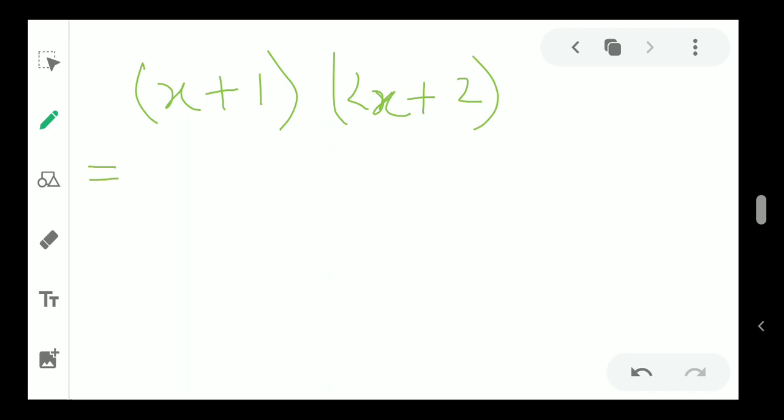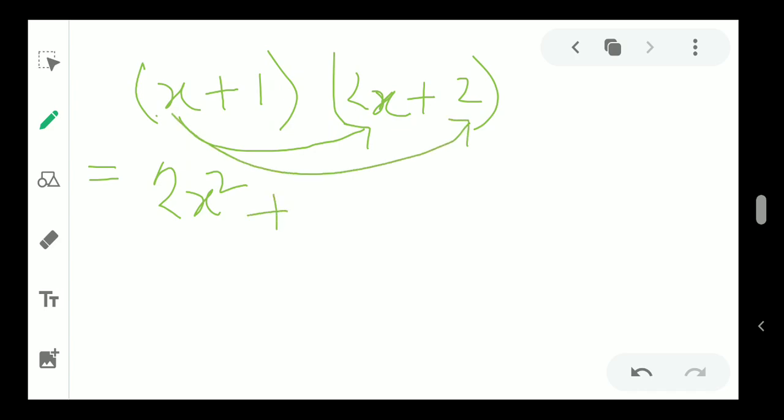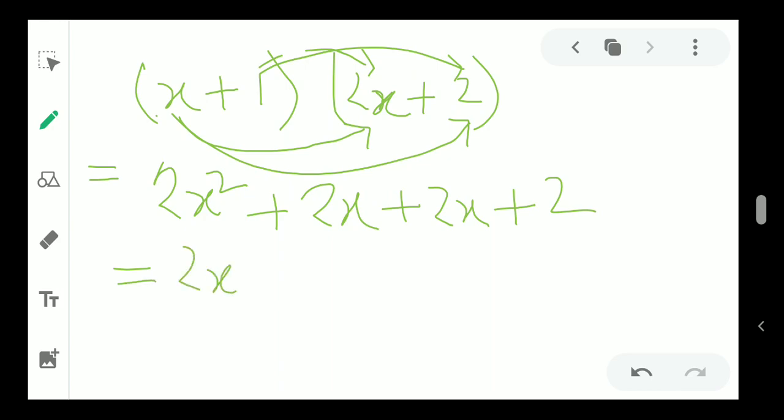Now what you have to do, see, x with this term, that means 2x square, because two x's are multiplied. Then x with this one, that is 2x. 1 with this, that is 2x. Then 1 with 2, that is 2. So what I'm getting? 2x square plus 4x plus 2. Why 4x? Because 2x and 2x are there.